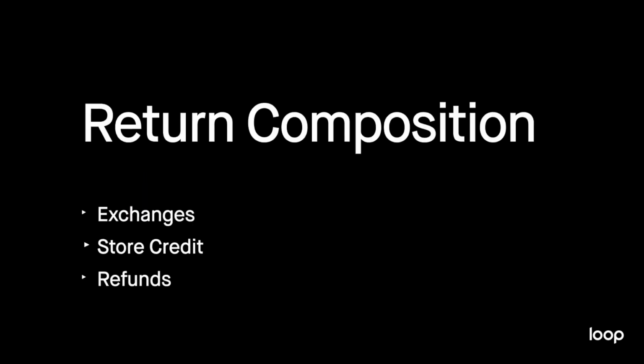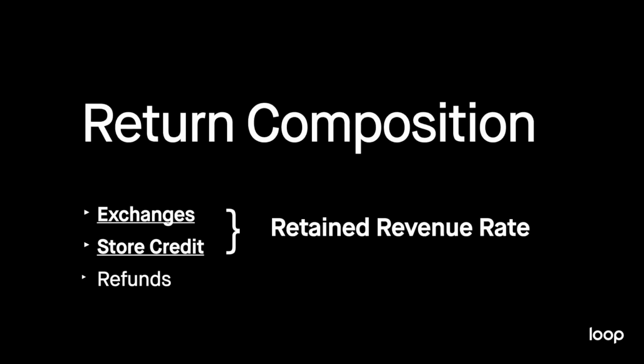Here at Loop, we look at a return as a breakdown of three different types of events. And we call that the return composition. So a lot of people are looking at a return and they're thinking it's a refund. And if I look at it that way, I'm always trying to drive my return rate down. And that's not necessarily a good thing. It's not necessarily a bad thing. But when we look at it this way, when we take exchanges and store credit, and we like to group these together to come up with retained revenue rate. So of every return that's coming in, how many of these are you retaining revenue on, keeping a customer with, versus refunding that revenue? So retained revenue essentially becomes the inverse of your refund rate.